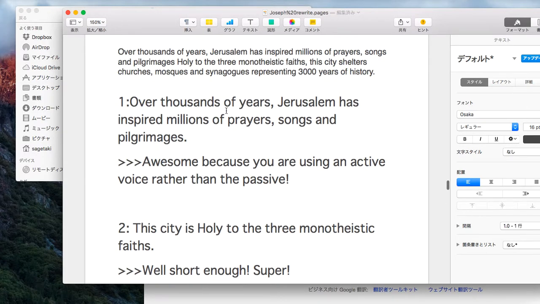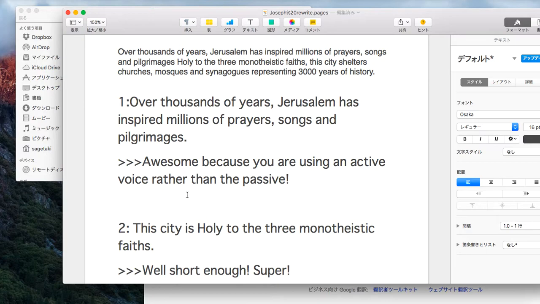"Over thousands of years, Jerusalem has inspired millions of prayers, songs, and pilgrimages." Well, this is a very simple subject, verb, object order, so this is awesome because the writer was using the active voice rather than the passive.